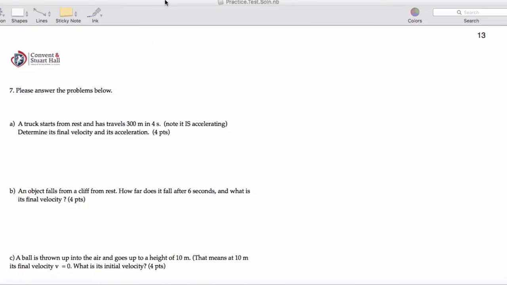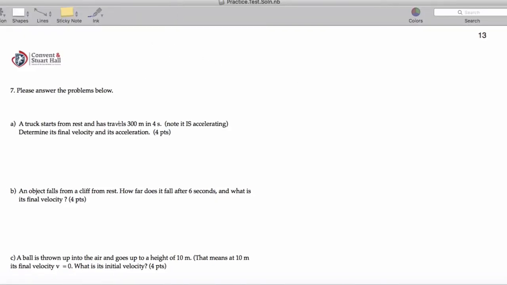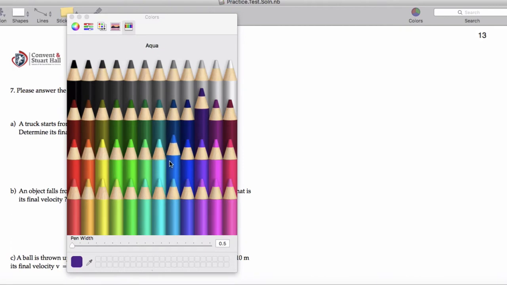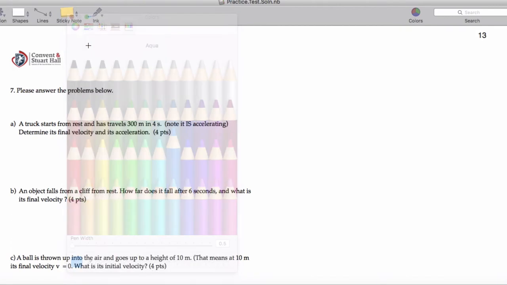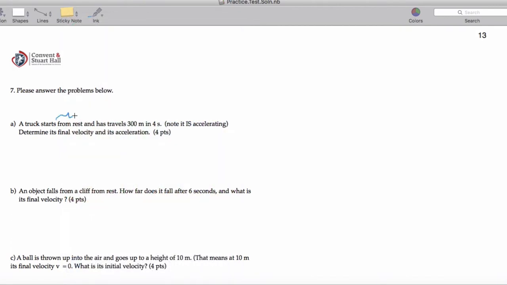Now, these remaining questions involve the Suvat formulas. It says a truck starts from rest and travels 300 meters in 4 seconds. We want to know its final velocity and its acceleration. So, starting from rest, that implies that u equals 0.